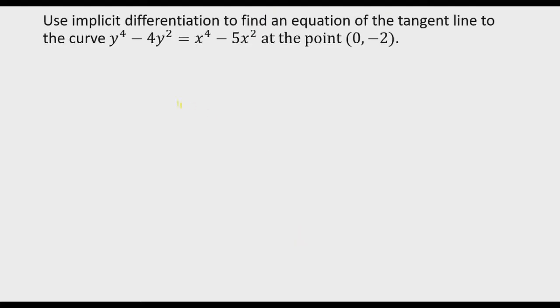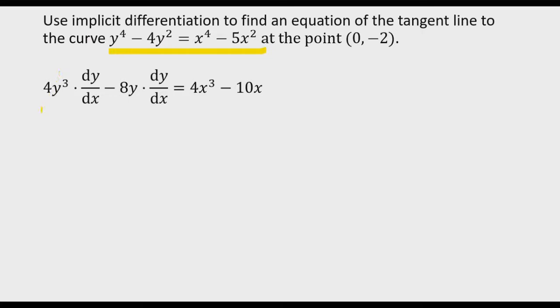And the second question: use implicit differentiation to find an equation of the tangent line to the curve y^4 minus 4y^2 equals x^4 minus 5x^2 at the point (0, -2). Let's differentiate this equation here.